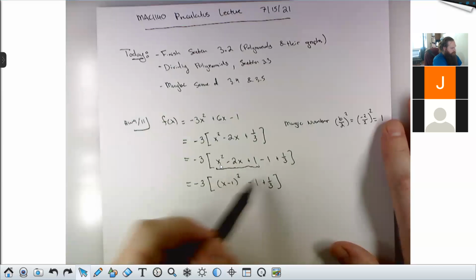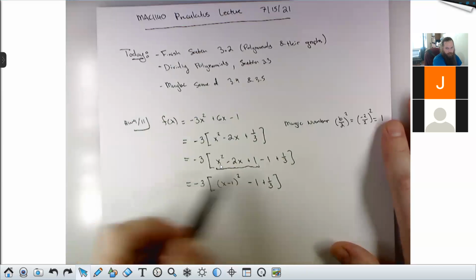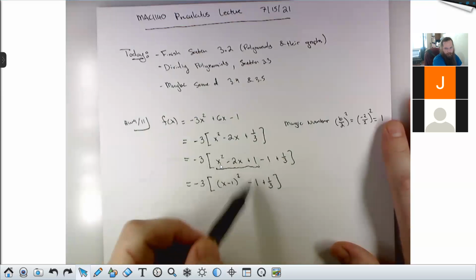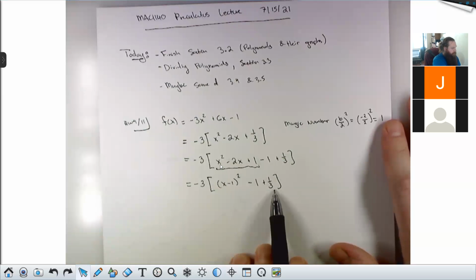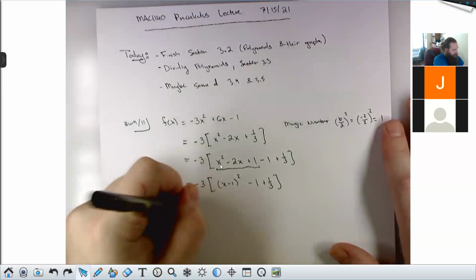And it's up to you if you want to combine these and then redistribute the 3, or redistribute the 3 and then combine these. If you're intimidated by the fractions, you can always redistribute first. But positive 1/3 minus 4/3 would be negative. We'll do it like this just for the practice.